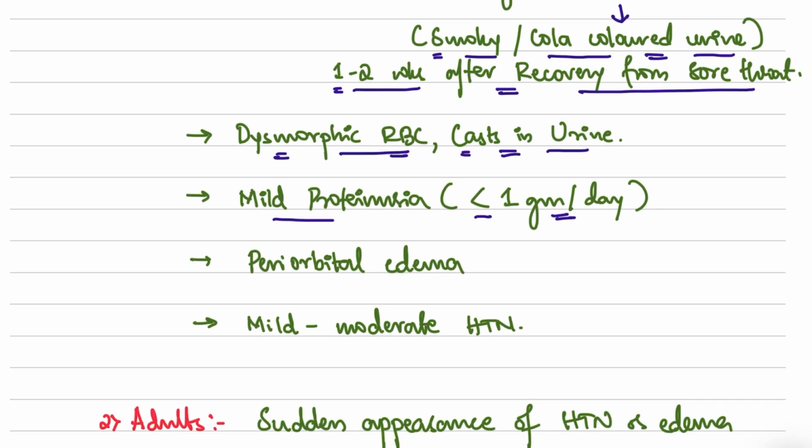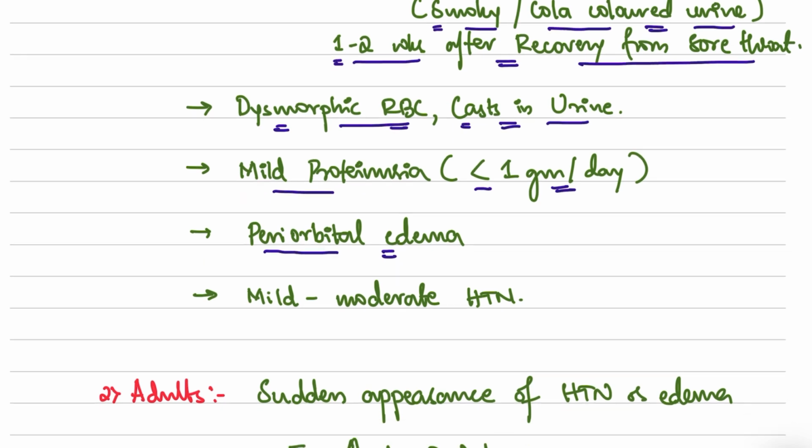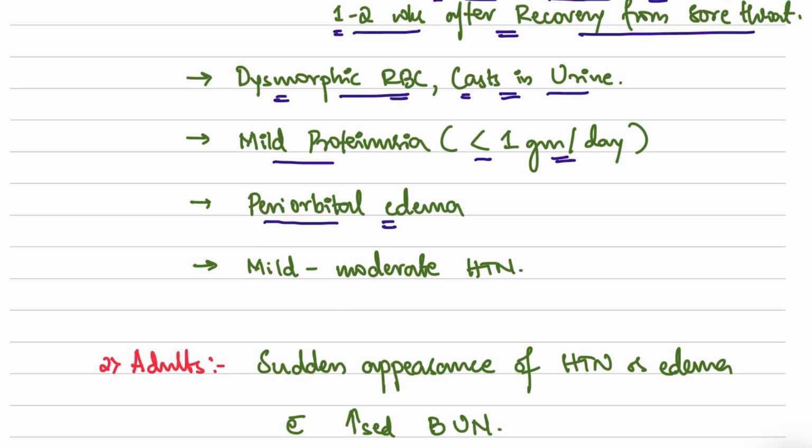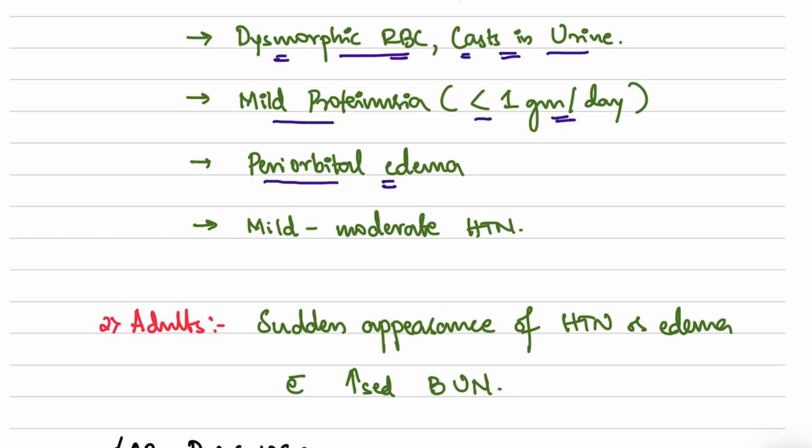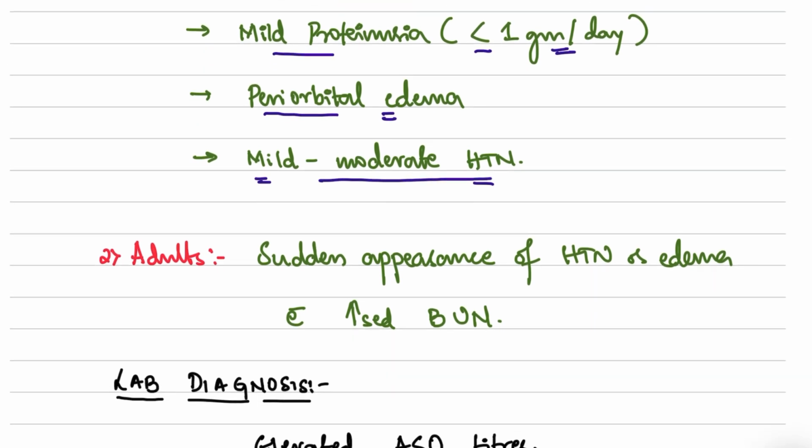The child can be associated with periorbital edema. It is due to hypoalbuminemia because of proteinuria. Albumin is lost in the urine, so there is hypoalbuminemia. That leads to reduced oncotic pressure and periorbital edema and generalized edema, known as anasarca. There will also be mild to moderate hypertension, which might or might not be a feature of nephrotic syndrome, but this is a classic hypertension seen in nephritic syndrome. Even in children, we can see hypertension.